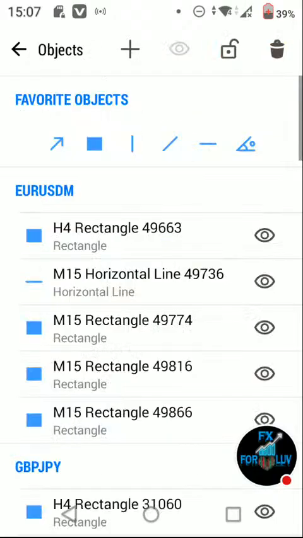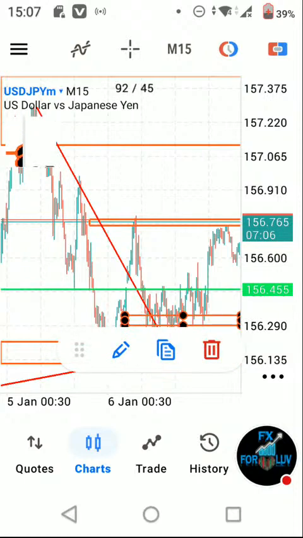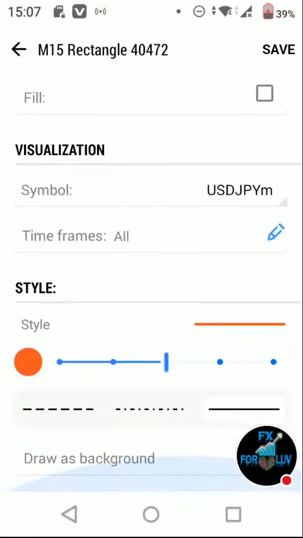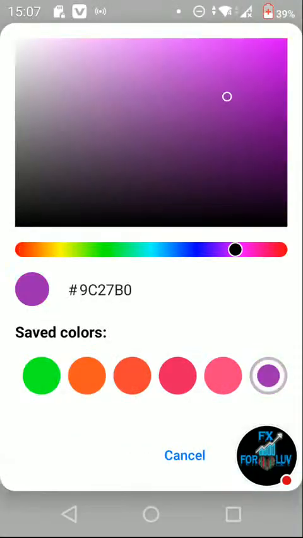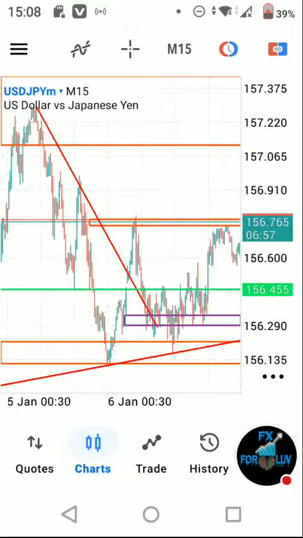So I'm going to use a green rectangle to mark it today. Okay, maybe purple. This zone here. Let's use another color because I don't like confusion. Yeah, so I'm using purple.